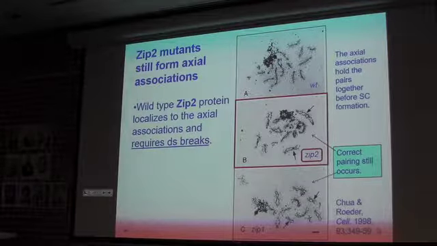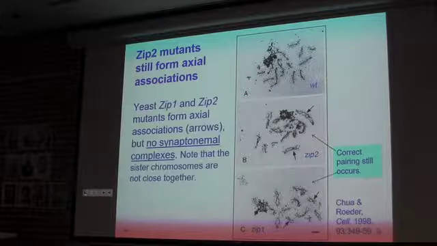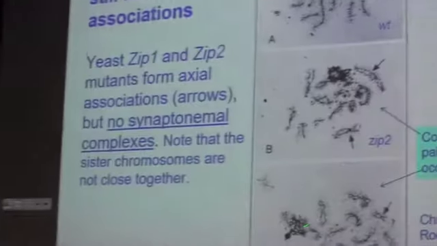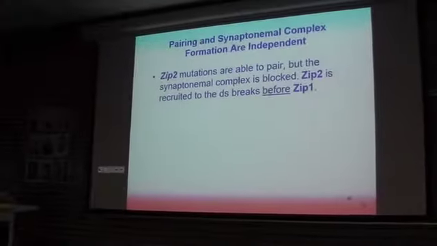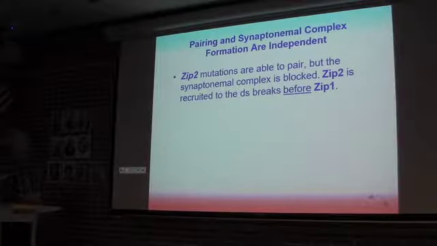Requires double strand breaks, and these are what the mutations would look like. Pairing happens, but there's no actual tight zippering up like you see in wild type. They seem to initiate, but can't actually make it. No synaptonemal complexes. Note that sister chromosomes are not very close together, but they are loosely paired. ZIP mutations are able to pair, but the synaptonemal complex formation is blocked. It can't go any further. ZIP2 and ZIP1 mutants result in no synaptonemal complex.